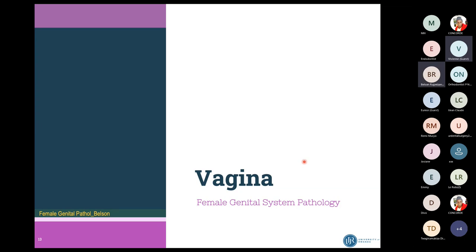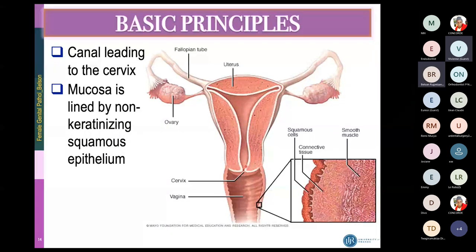Okay, so we go to the next organ, the vagina. The vagina is the next after the vulva. From it, there is the uterus, and the uterus starts with the cervix here. Then you have the uterine body or corpus, then the fallopian tubes, and the ovaries attached to the uterus by these ligaments. In the histology of the vagina, you remember there is a squamous epithelium, and below it we have smooth muscle.